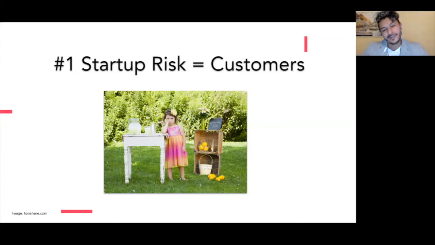Or you can have the best product in the world, the biggest technology in the world, the largest capacity in the world, the best quality in the world. But then again, nobody is excited about your product. So customers is, at the end, I would say, the highest risk in any type of business.